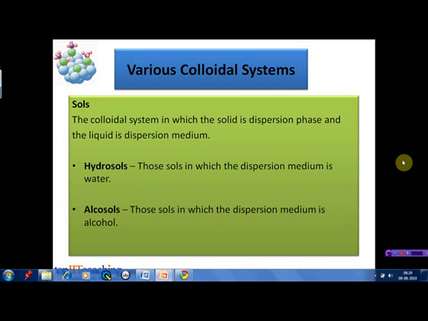There are various terms that we get to hear in relation to the colloidal systems. One of the most common terms is sols. So those colloidal systems in which the dispersed phase is solid and the dispersant medium is liquid are known as sols. In hydrosols, the liquid medium is water, whereas in alcosols, the dispersant medium is alcohol.